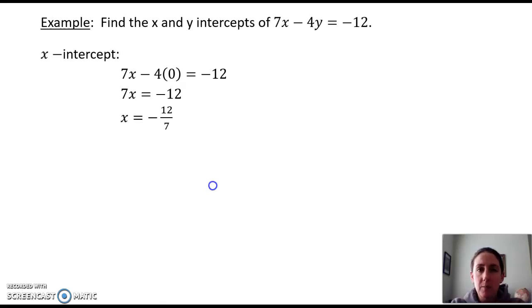But the x-intercept is a point, and points are written as ordered pairs, so we would write that as the ordered pair negative 12 over 7, comma 0.